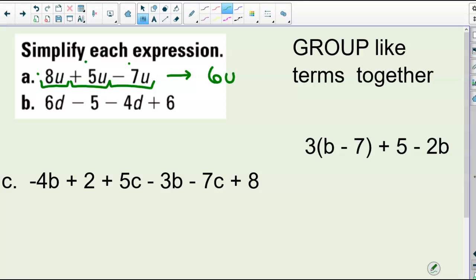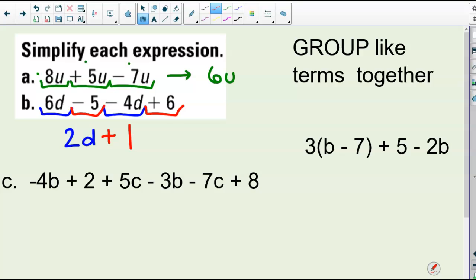For the next one, I find my like terms: 6d and negative 4d are like terms together, and negative 5 and positive 6 are like terms. If I combine them, 6d minus 4d leaves me with 2d, and negative 5 and positive 6 give me positive 1.